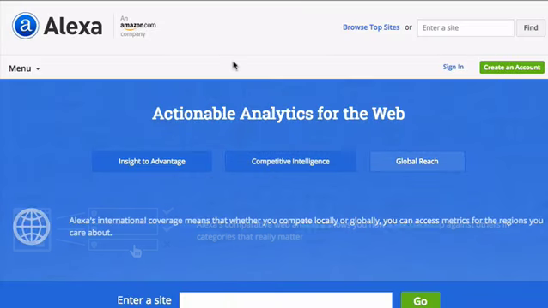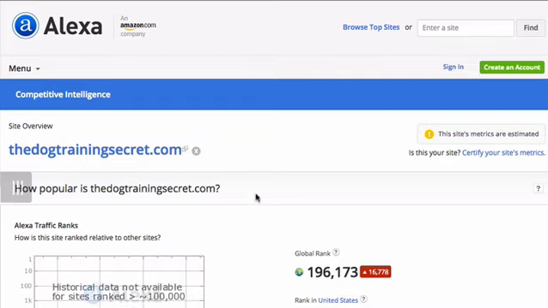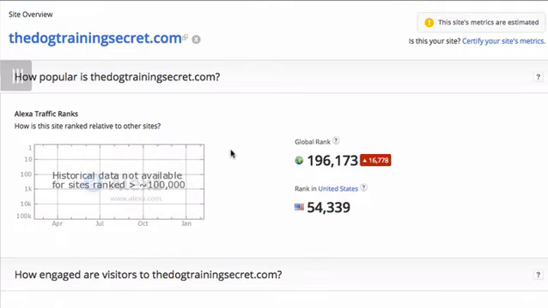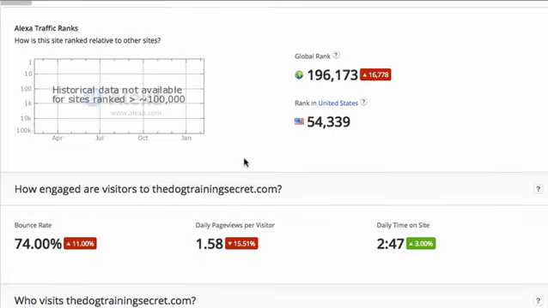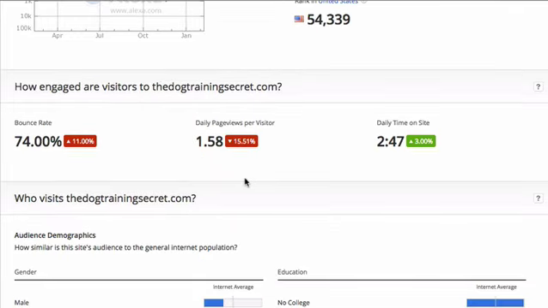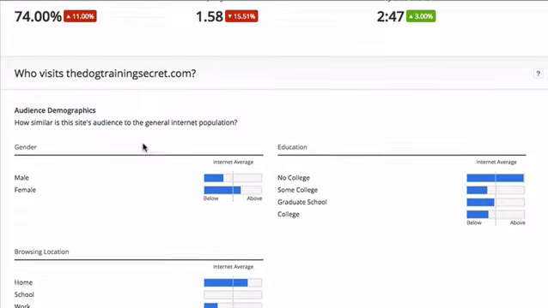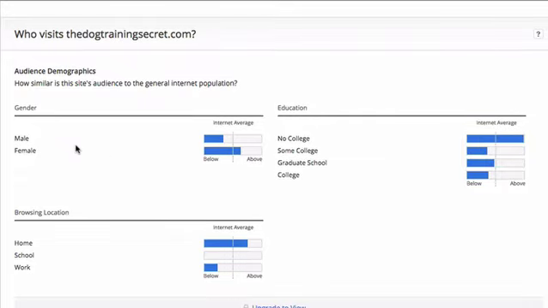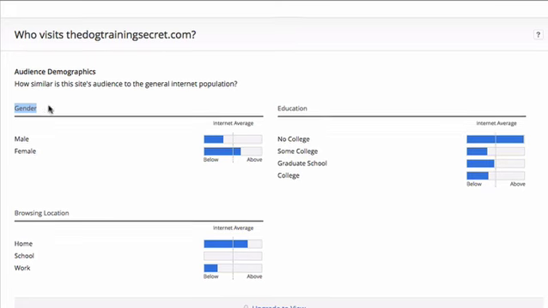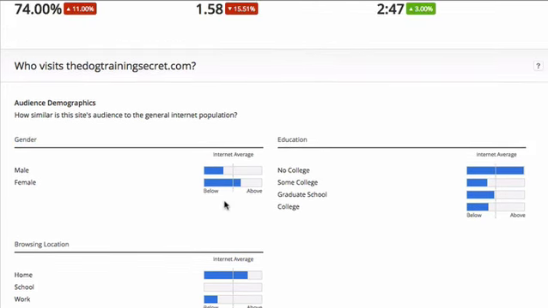Okay, so let's jump over to Alexa and we're just going to use their free tool. So let's go back and look at the dog training secret site that we looked at before. It's got very similar statistics that SimilarWeb had with their visitors and bounce rates and time on site and pages they view. But this is just what I want you to see here real quick. Under audience demographics, you can see gender. And we can see here for the male and female breakdown that this site's traffic is predominantly female.